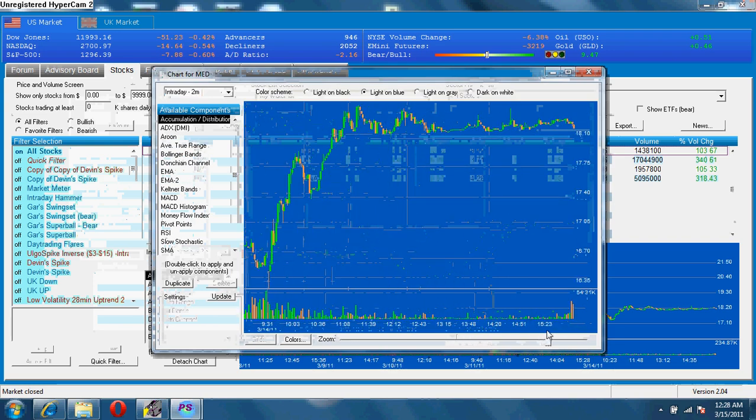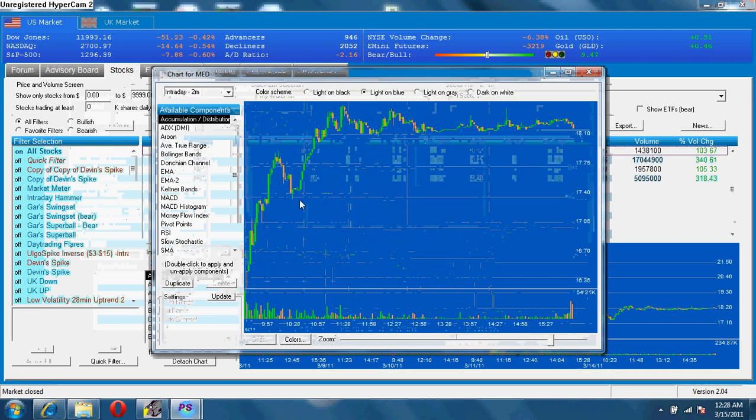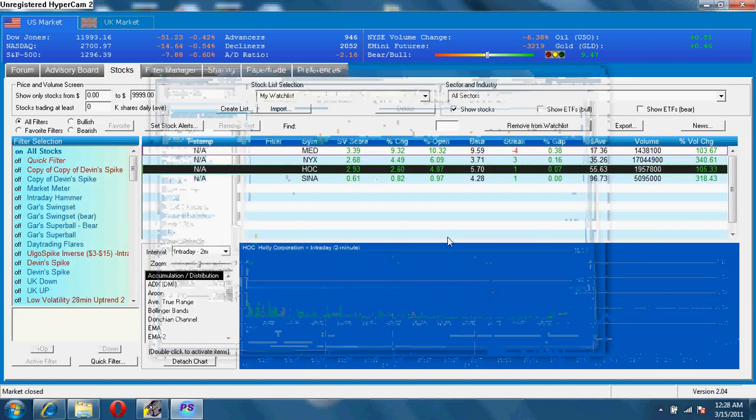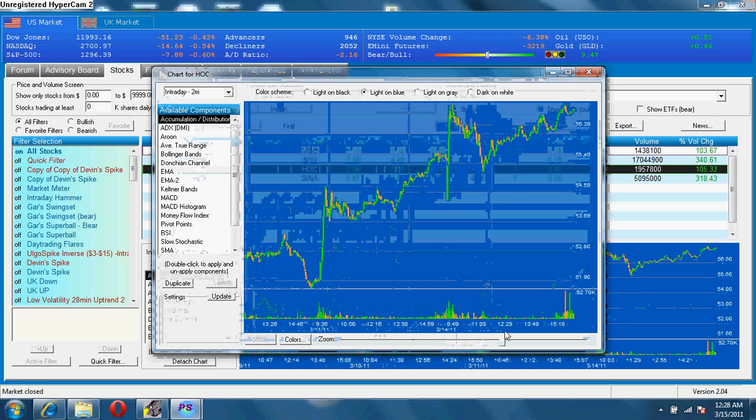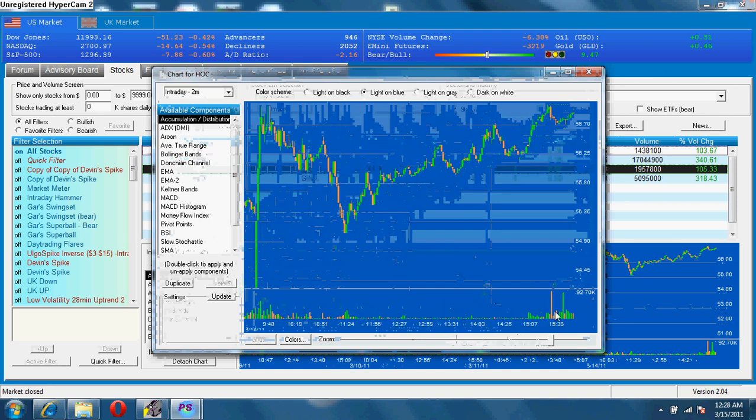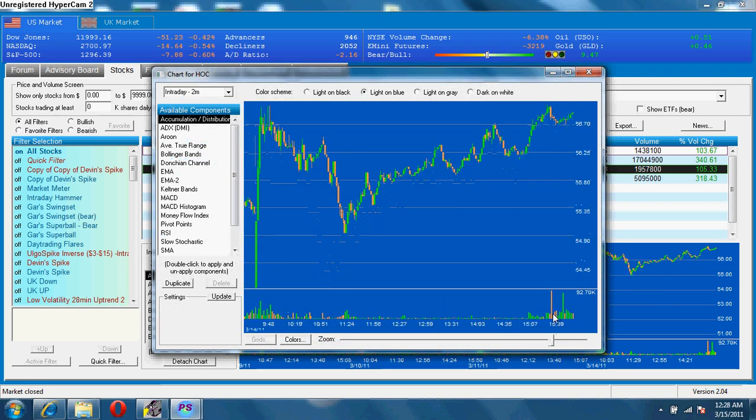Now you want to use some human interaction with these trades. What you want to do is look up the stock. This is the wrong one. This is MED. I want HOC, and I usually look at the 2-minute graph. The only time I'll look at daily and other graphs is for long-term confirmations. Anyways, let's look at HOC.